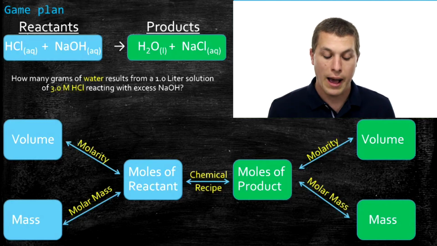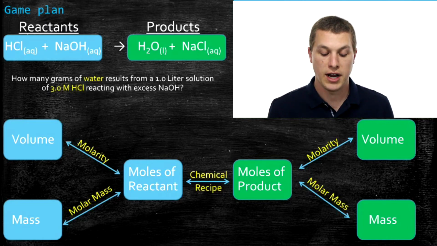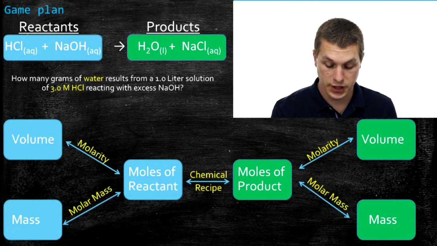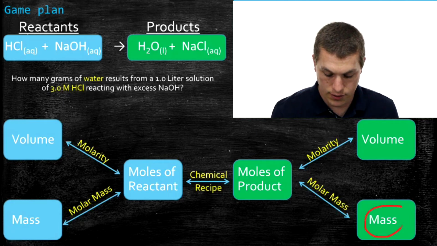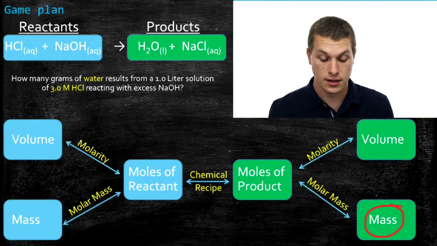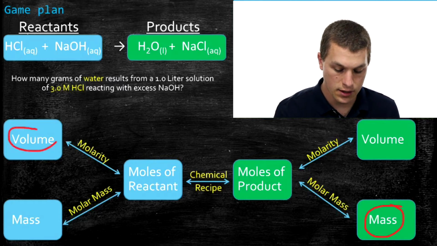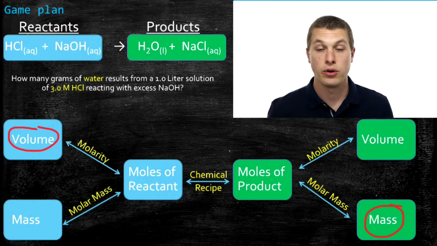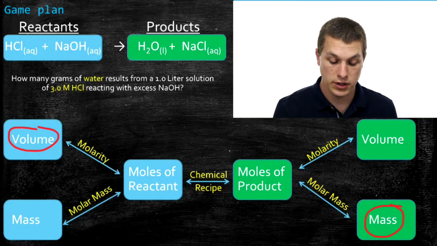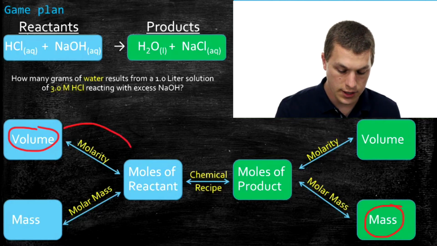So in this case, we want to know how many grams of water result from a 1 liter solution of 3 molar HCl. So here, eventually we want to get to mass of products, which is over here in the green. So we want to get down to here, and we're starting with a volume of a reactant, a volume of HCl. So we start here, and we want to eventually get down over there to that mass. How are we going to do that? Well, we're going to go from volume of our reactants to the moles of our reactants using molarity. So we're going to go from here to here using this guy, molarity.